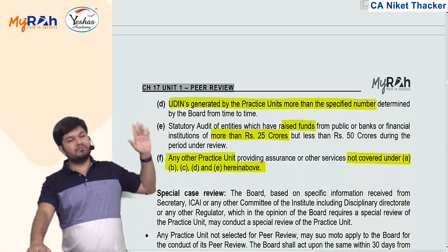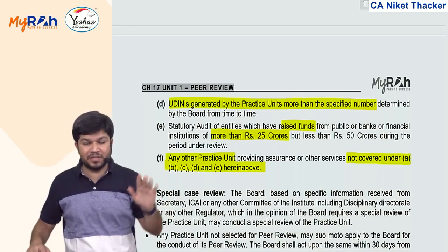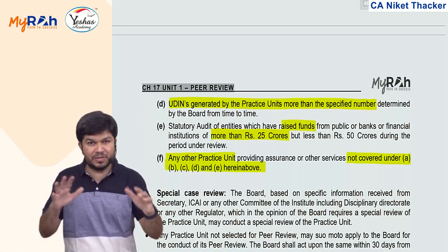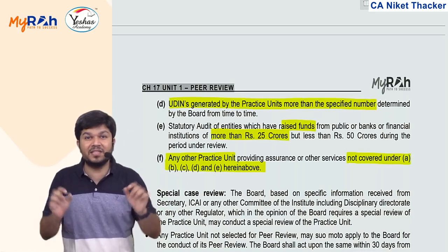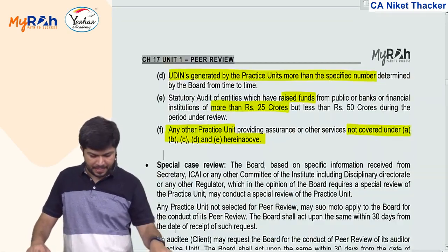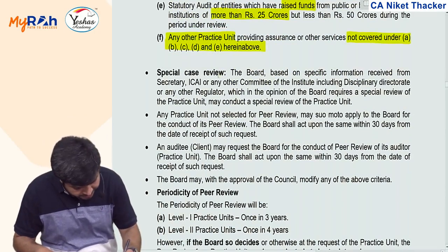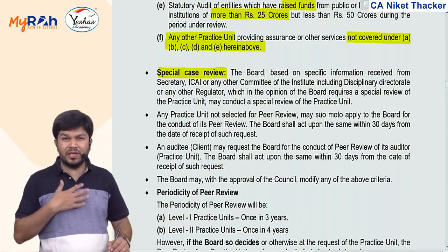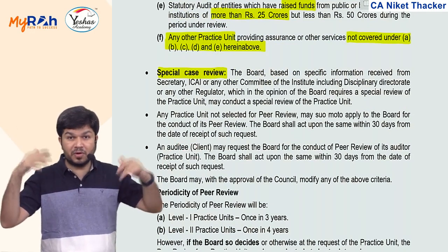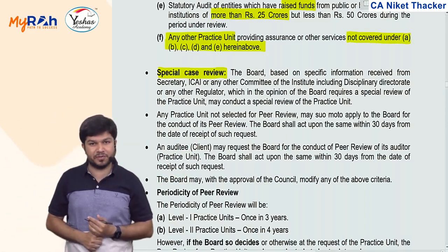If you are in level 1, if you are doing audits of वो level 1 entities जो cover हो रही थी, you will have peer review once in 3 years. If you are falling in level 2, you are doing statutory audits of this entity, you will fall in level 2, you will have a peer review once in 4 years. Plus special case review. Special case. You got information from ICAI, or say for example any statutory body or any regulatory body, they tell you peer review board may come out with a review of yours.